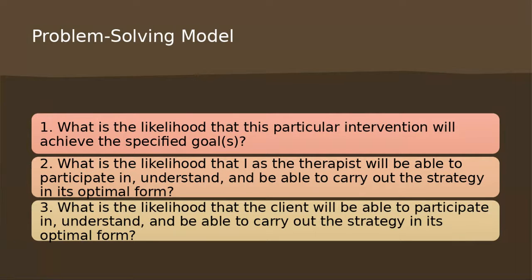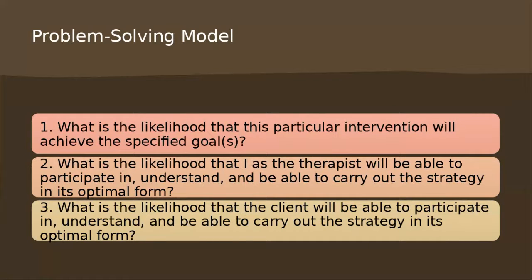So for example, if a particular intervention would require you to meet with the client for 2 hours every day, you may not have the time in your schedule, you may not have the capability to meet with the client that often for that long, so you may have to either select another intervention or maybe find another clinician or setting that can carry out the intervention in its optimal form.